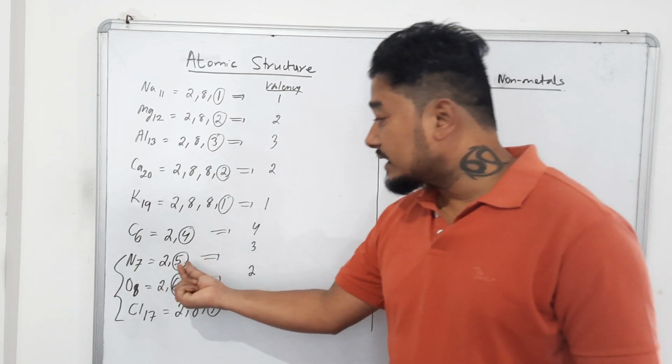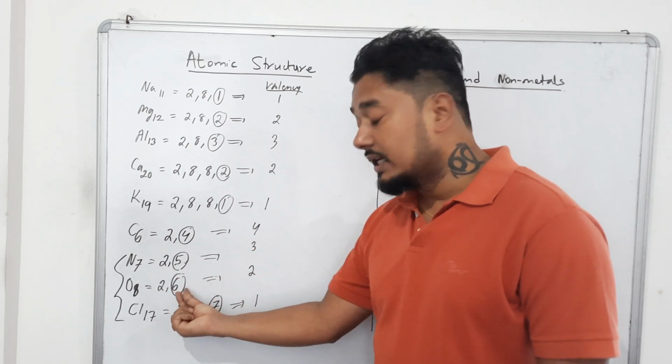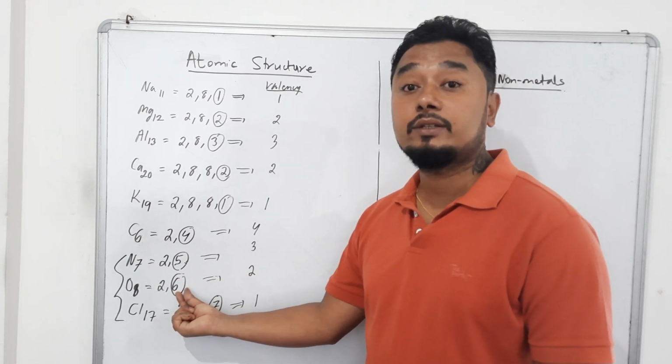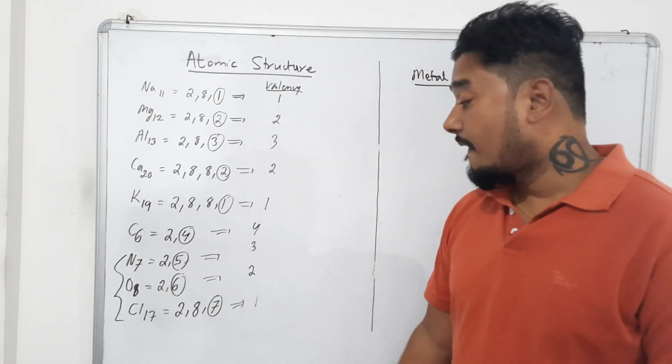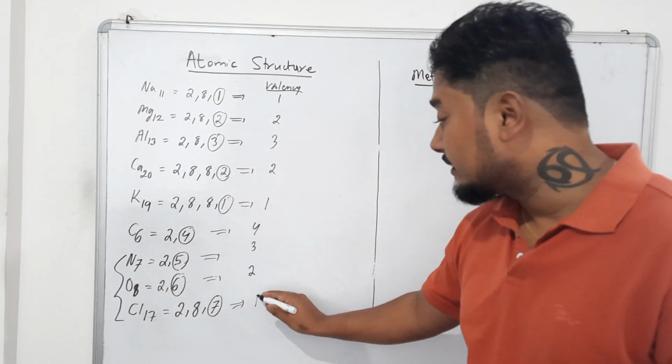So here is 5. By adding how much can it become 8? 3. So valency will be 3. Here is 6, by adding how much can it become 8? 2. So valency is 2. Here is 7, by adding how much does it become 8? 1. So the valency will be 1.